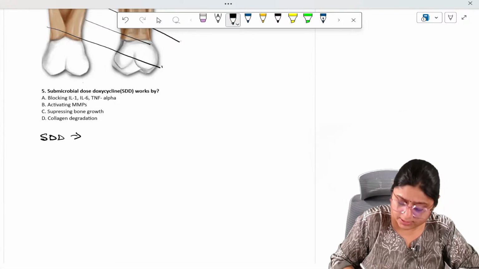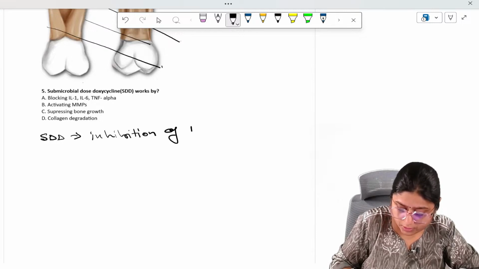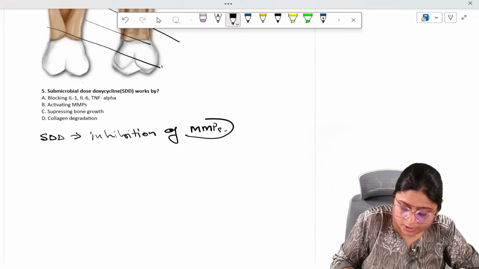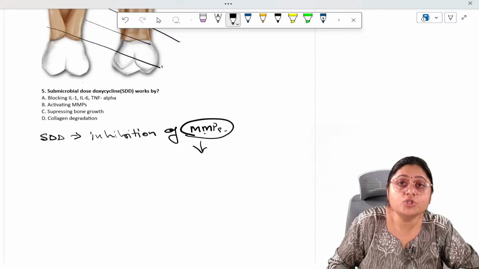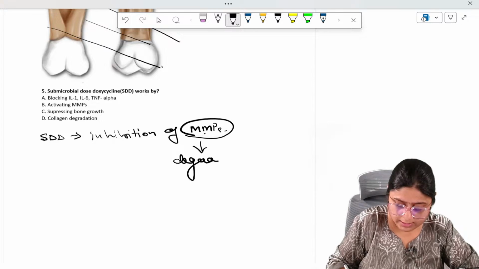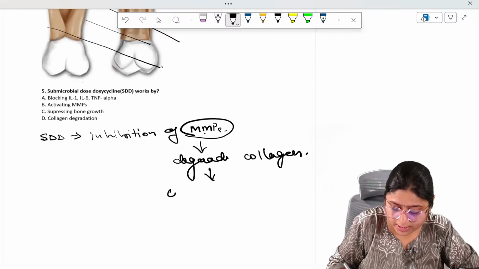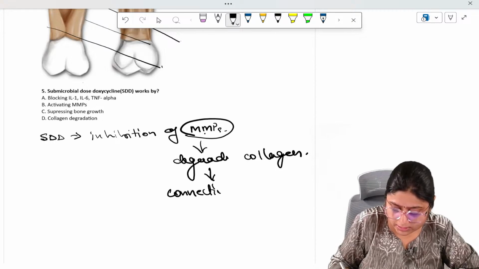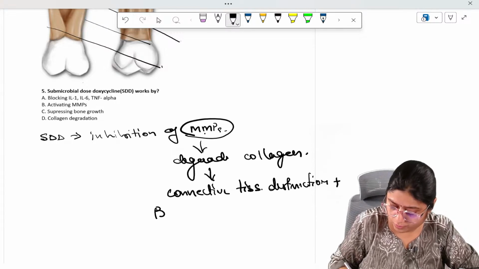The main function of SDD is inhibition of MMPs, right? Now what is the function of MMPs? The function of matrix metalloproteinases is to degrade collagen, right? And because of this degradation, what happens is connective tissue destruction plus bone resorption, right?